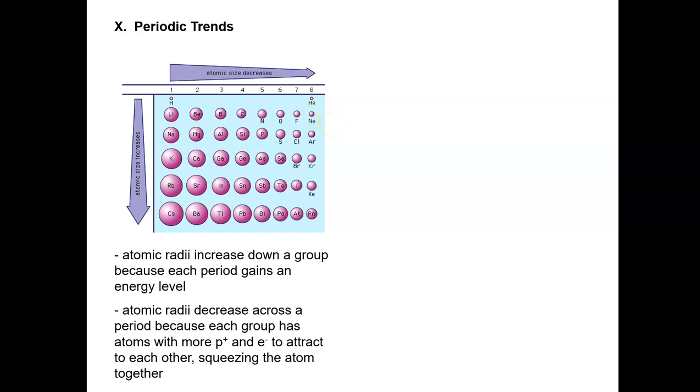The official way that we would say that in chemistry, right, is we would say that the effective nuclear charge increases. Because the nuclear charge would be the protons in the nucleus, and effective simply means how much pull they have. So the effective nuclear charge is increasing because you have more and more protons.